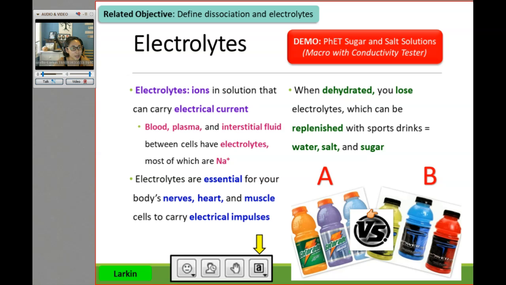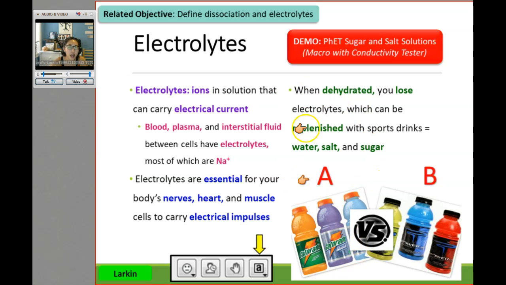Go ahead and tell me in the chat box really quick, which one do you prefer? Do you prefer A for Gatorade or B for Powerade? Which one do you prefer? Awesome, I see Christine, Annette, Amy. All right. Looks like most of us are saying that you prefer Gatorade.